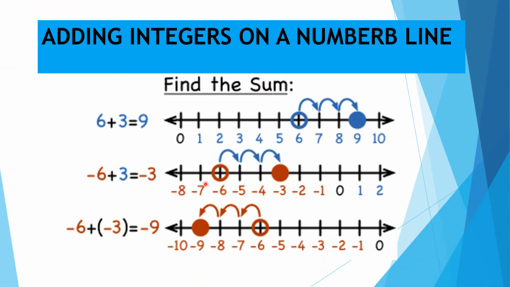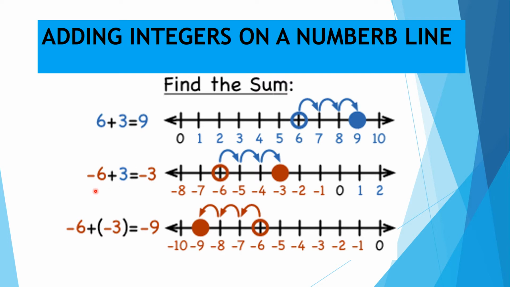Few more examples of adding integers on a number line. Now find the sum. The first one is 6 plus 3. So you move from 0 to 6, and from 6 you just move 3 steps to the right side. 1, 2, 3. So you reach 9. So 6 plus 3 is 9.